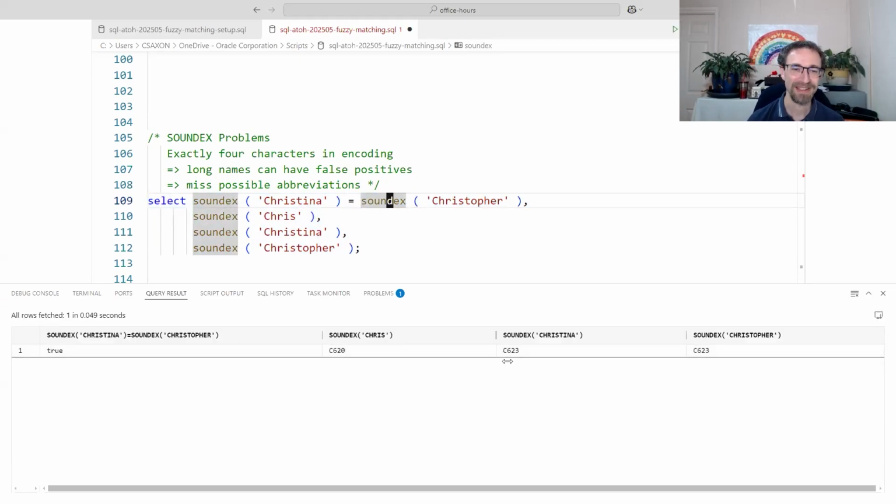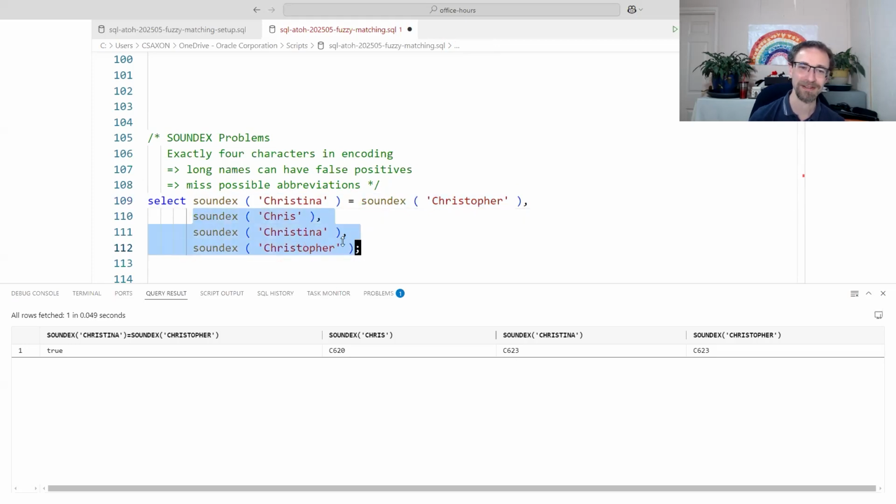Interesting. Why? Well, because there's always 4 characters in SOUNDEX. It's exactly 4 characters long. And we've kind of used everything up when we get to Christ, right? So it ignores the ina and the opher on these. So that is completely ignored. So we get a false positive match here.